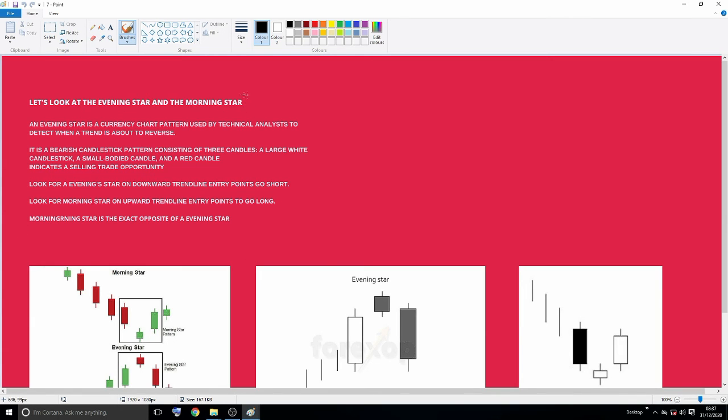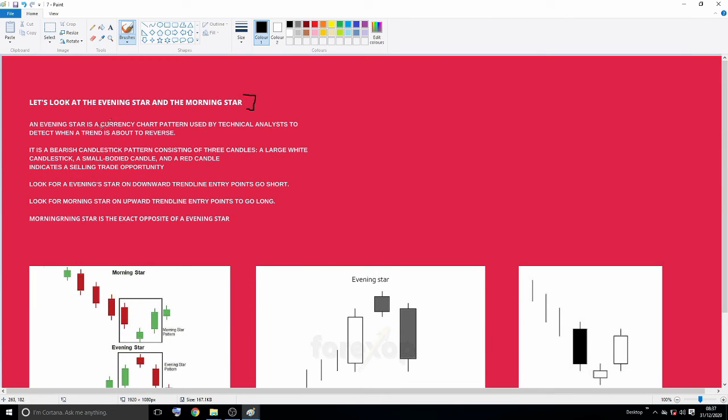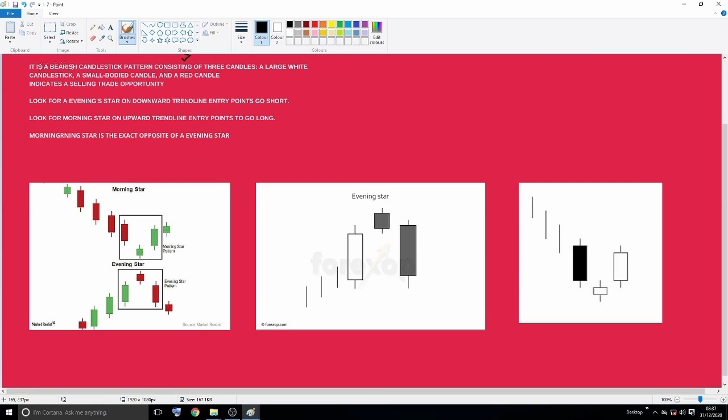Let's look at the evening star and the morning star. An evening star is a currency chart pattern used by technical analysts to detect when a trend is about to reverse. It is a bearish candlestick pattern consisting of three candles: a large white candlestick, a small bodied candlestick, and a red candlestick, indicating a selling trade opportunity. And for a buying opportunity, it is the exact opposite.